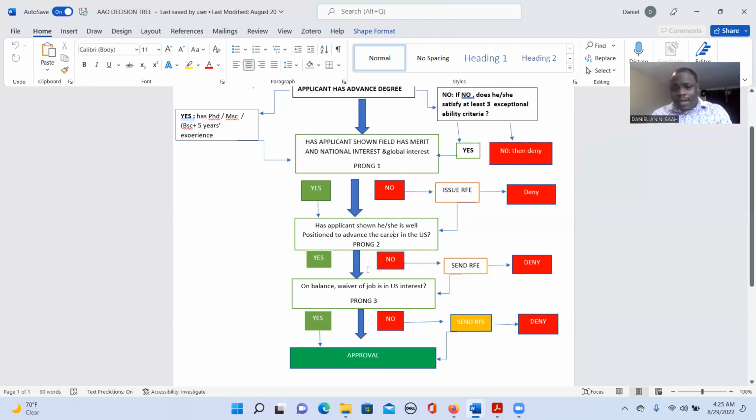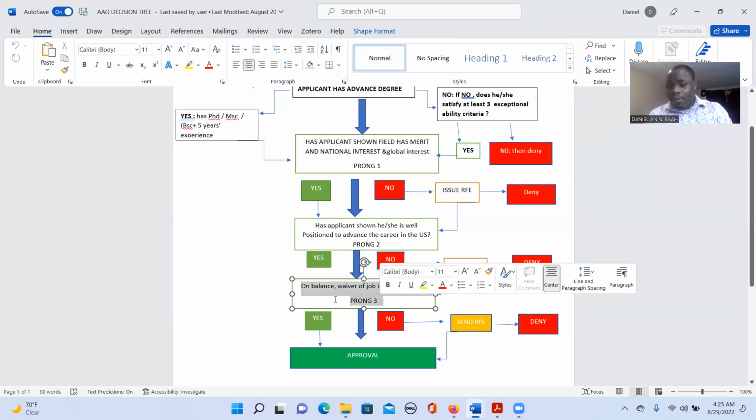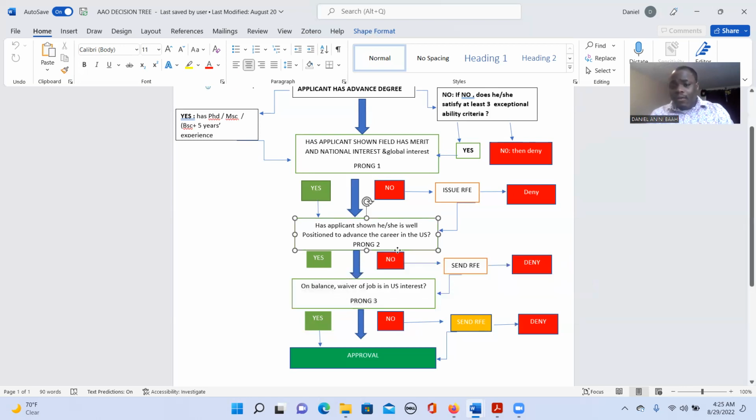Then if you satisfy this, of course, the officer moves to the last decision step, which is prong 3. And if you don't satisfy, of course, it sends an RFE and gives you a chance to redeem yourself. And if you don't do that, you're going to get denied. Okay. Now, let's come to prong test 3. Let's say that this is the last stage until your green card gets approved.